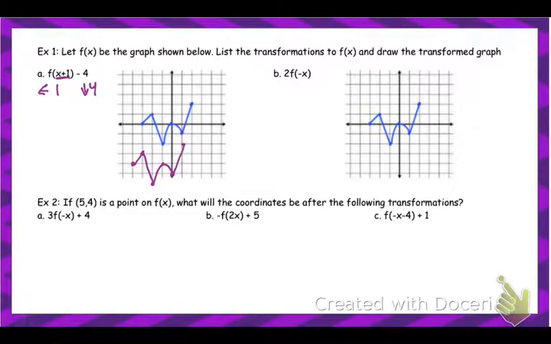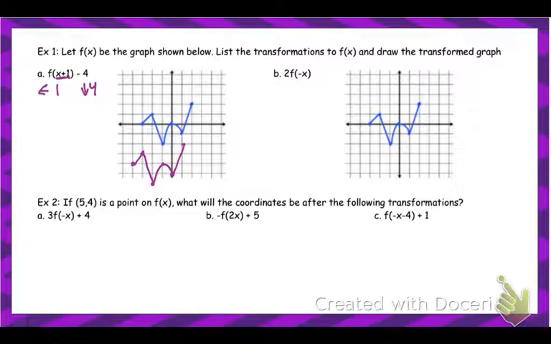So the graph that I now have in purple, that's the transformation f of x plus 1 minus 4. Left 1 and down 4. Again, your x and your y are operating independently here. If you have multiple transformations, we'll look at those here in this next section.